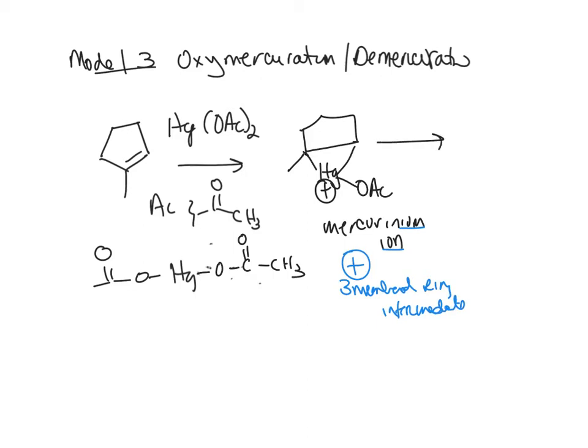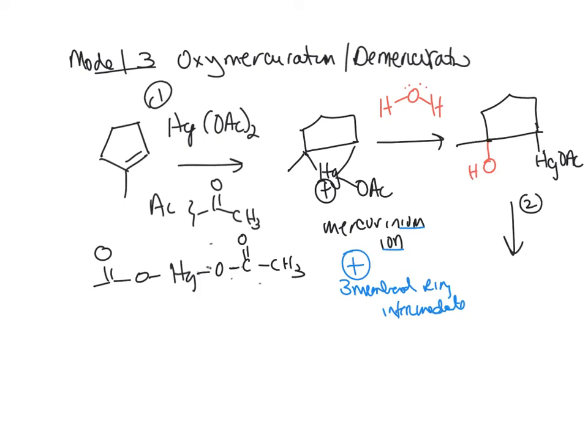And then we add water. Water is going to add to this intermediate. This is kind of like a protected carbocation. And now water is here. And then the second step, this is step 1. The second step you have to add is sodium borohydride.